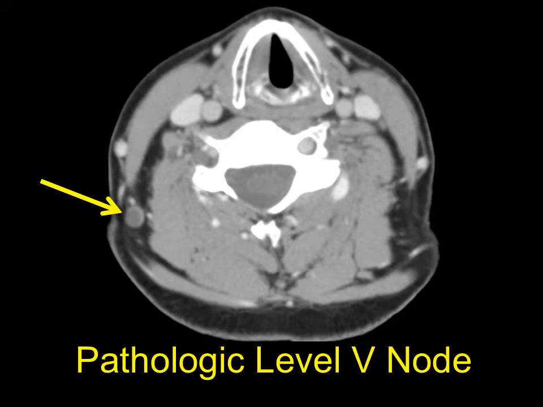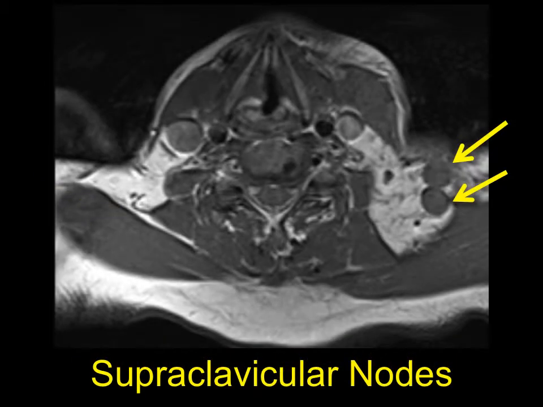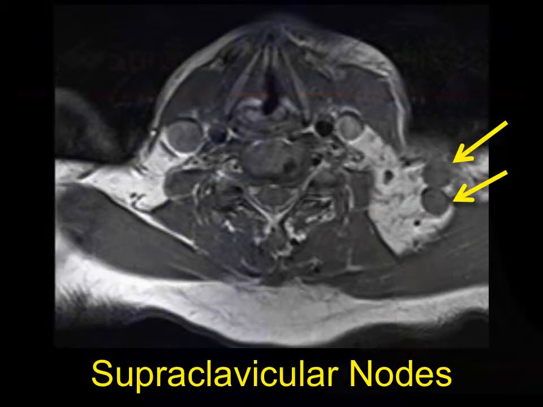So here's a post-contrasted axial CT, and we see this lymph node behind the sternocleidomastoid, so that's a good example of a level 5 lymph node. And here's an axial T1 MRI image. And again, we see some supraclavicular nodes here, again, centered posterior to the SCM. So that posterior line of the SCM is going to separate level 2, 3, and 4 along the internal jugular chain from level 5 posterior to the sternocleidomastoid.